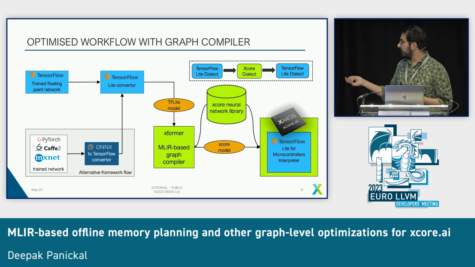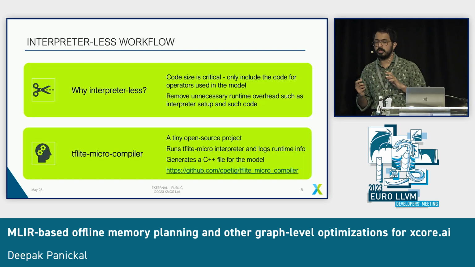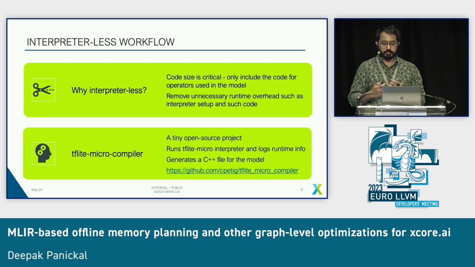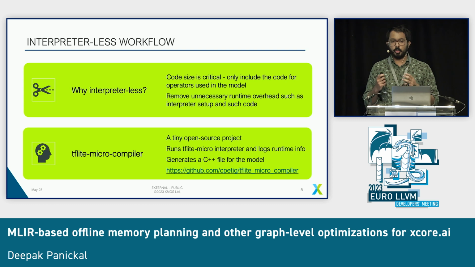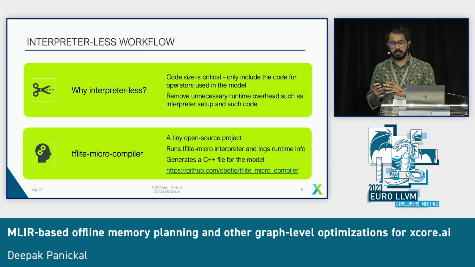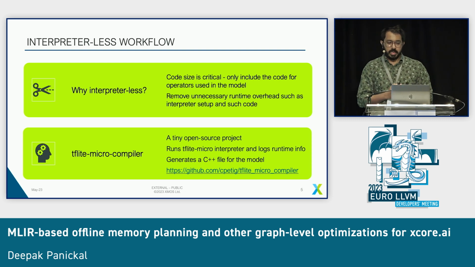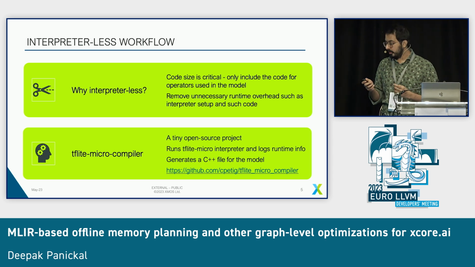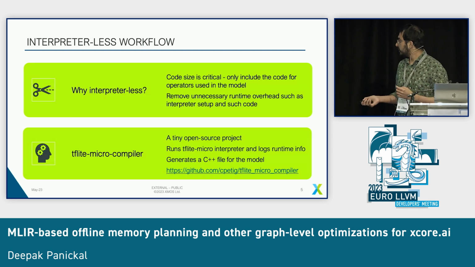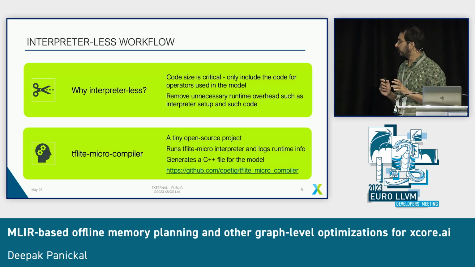And obviously, due to that, there are some cons. So what are the problems, right? We want to avoid using the interpreter. For us, as an embedded device, code size is critical. We only want to include code for operators that are used in the model, because we really don't have space on it. And we want to remove any unnecessary runtime overhead, right? So we are using this open source project called tflite-micro-compiler. Now, this is a tiny open source project. This was actually developed by some automotive companies some time ago.